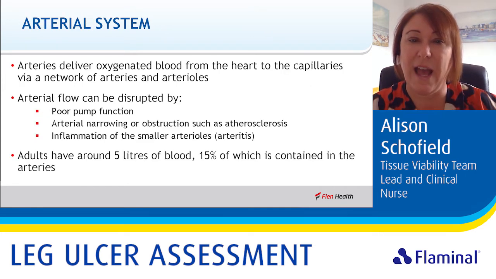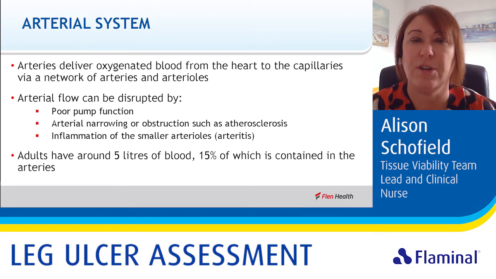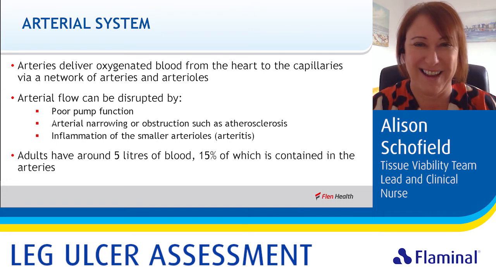Running alongside this, we have the arterial system. What the arteries do is deliver oxygenated blood from the heart to those smaller capillaries, through a network of arteries and arterioles. Arterial blood flow can be disrupted if we have a poor pump function, so that blood's not circulating as it should do. There may be an arterial narrowing or an obstruction in the artery, known as atherosclerosis. There may be an inflammation of the smaller arterioles too. Adults have around 5 litres of blood and 15% of that is contained in the arteries. A really good quiz question, that one.